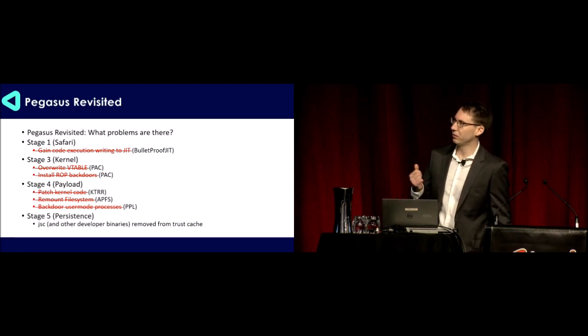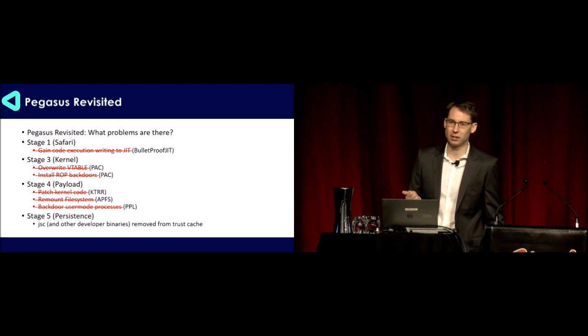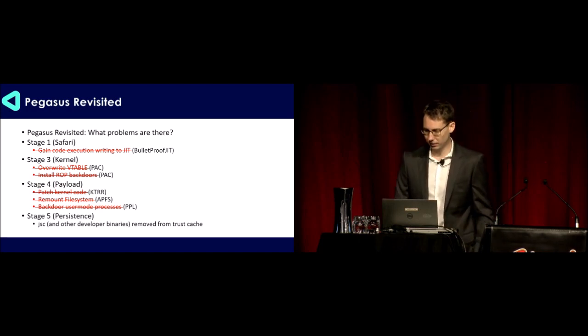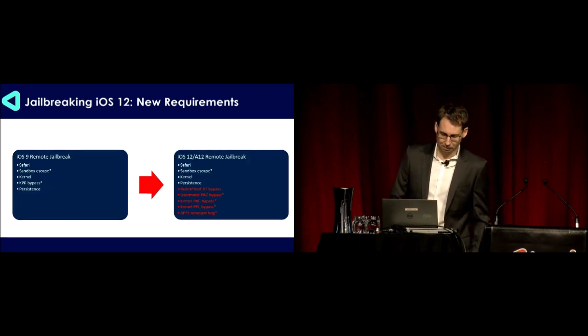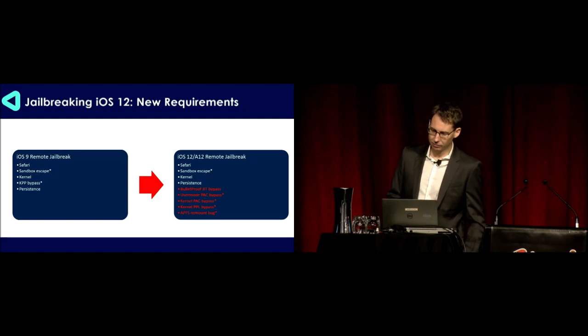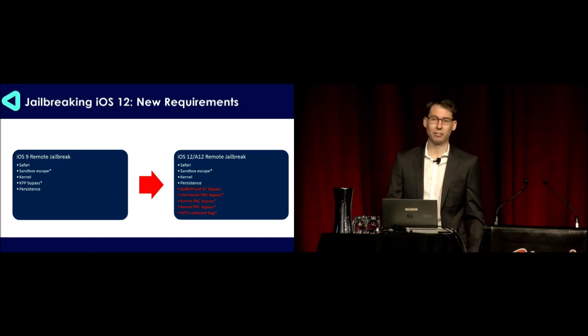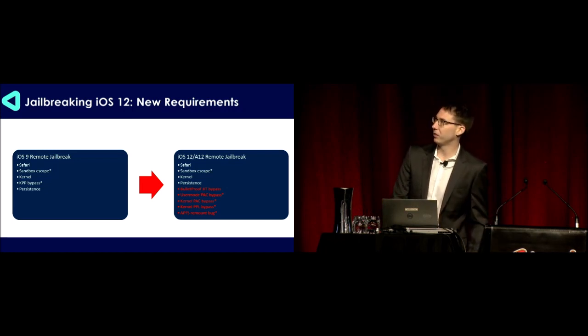The other thing worth noting is that JSC has been removed from Apple's trust cache, which means it's no longer considered a trusted binary, much to the chagrin of many jailbreakers. So if you look at the iOS 9 jailbreak, it was a difficult task. You needed Safari, possibly a sandbox escape, kernel, maybe KPP bypass and persistence. But if you compare it to what we have today, you need to do all of those things, plus a bulletproof JIT bypass, a user mode PAC bypass, potentially a kernel mode PAC bypass, potentially a PPL bypass, and an APFS remounting bug in order for persistence.